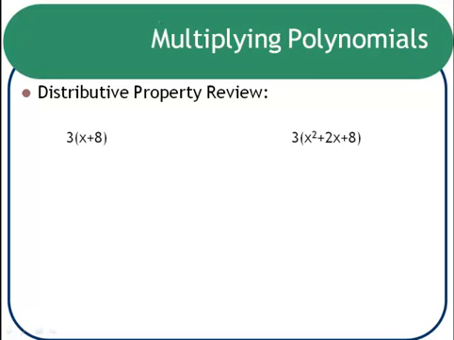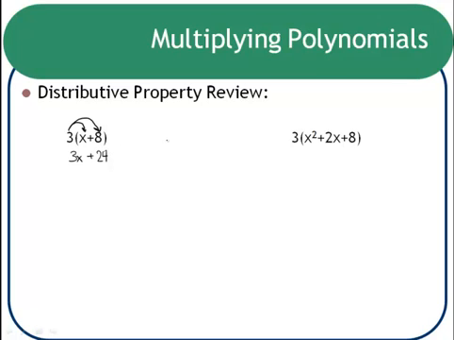When you've got a number multiplied by a group of things, remember we took that number and we distributed it to both of those things. I like to draw arrows, and that reminds me that I have to do 3 times x, which is 3x, and 3 times 8, which is 24.